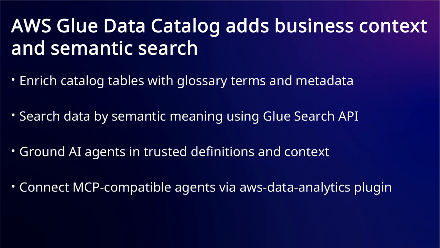You can add skills to the catalog that direct AI agents to additional context about your data, grounding them in trusted definitions instead of inferred context. MCP-compatible agents like Claude Code, Kiro, Cursor, and Codex can connect with minimal setup using the AWS Data Analytics plugin from the Agent Toolkit for AWS. This capability is available in preview in US East, North Virginia, US East, Ohio, US West, Oregon, and Europe, Ireland.